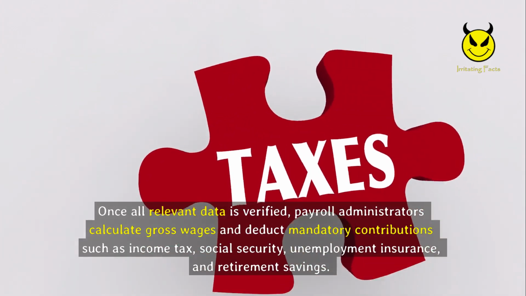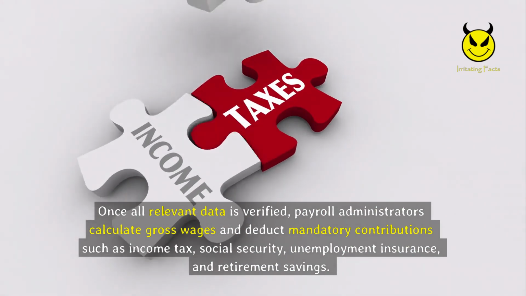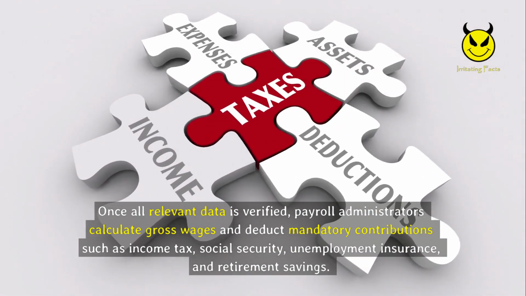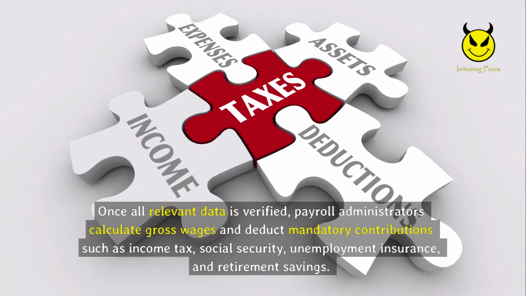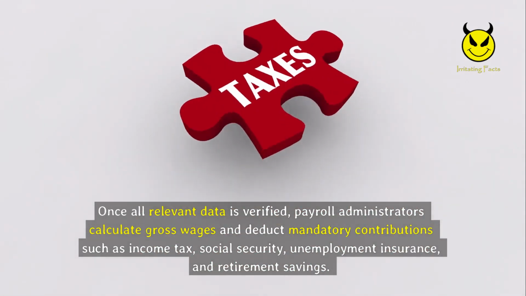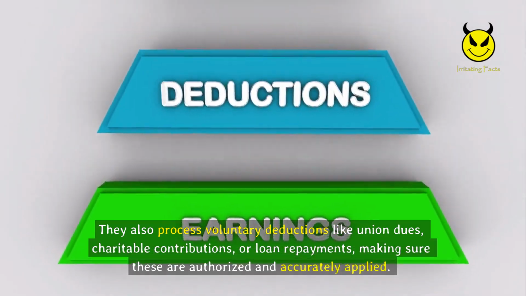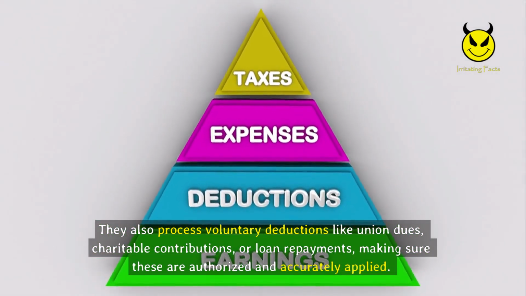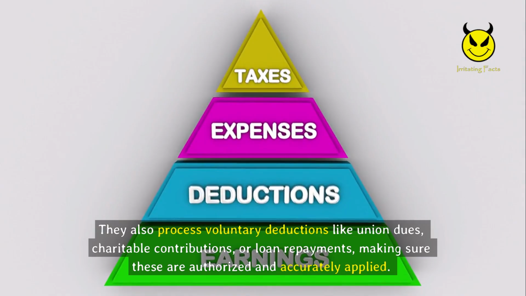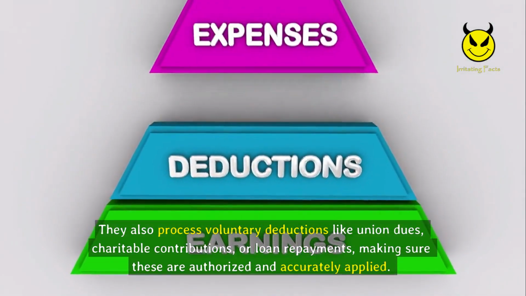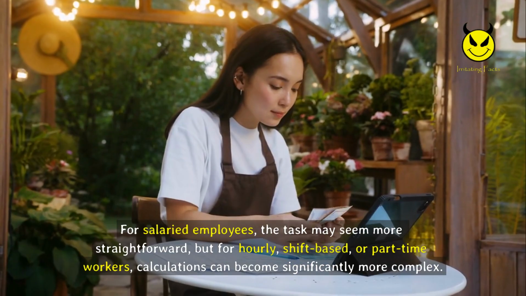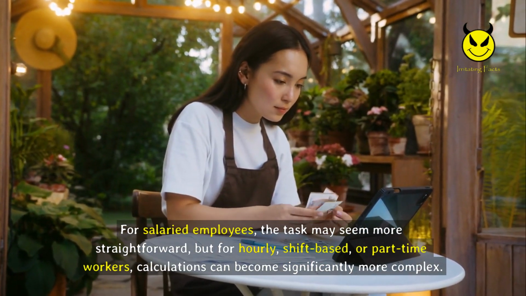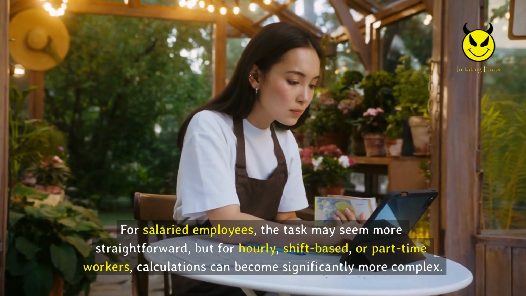Once all relevant data is verified, payroll administrators calculate gross wages and deduct mandatory contributions such as income tax, Social Security, unemployment insurance, and retirement savings. They also process voluntary deductions like union dues, charitable contributions, or loan repayments, making sure these are authorized and accurately applied. For salaried employees, the task may seem more straightforward, but for hourly, shift-based, or part-time workers, calculations can become significantly more complex.